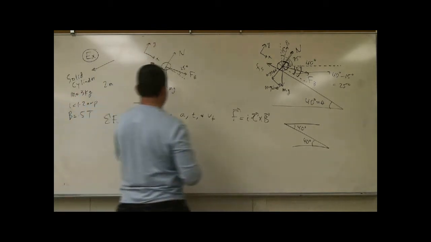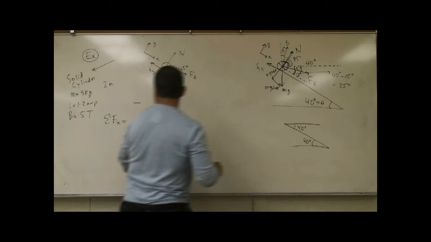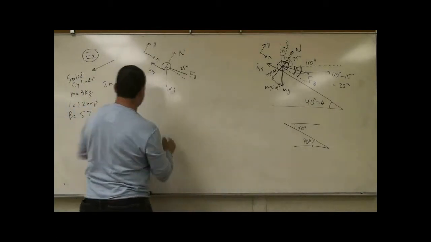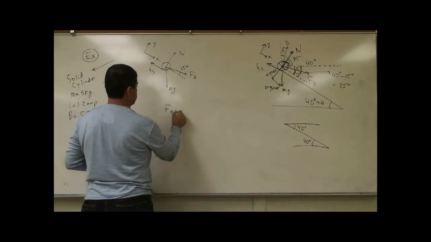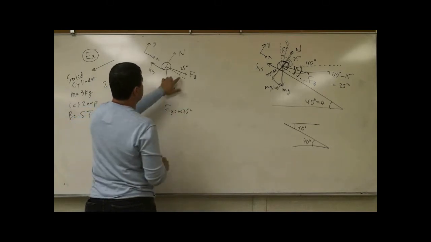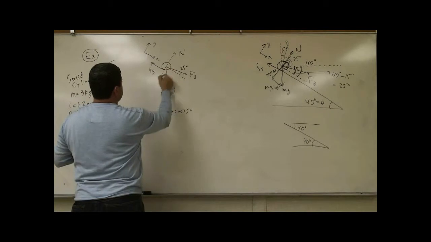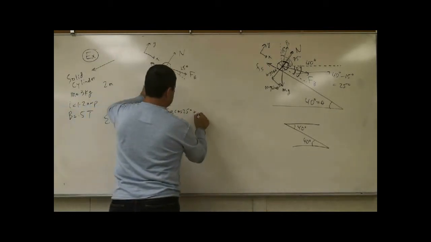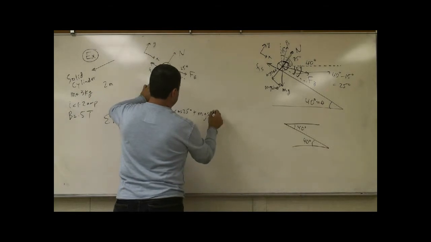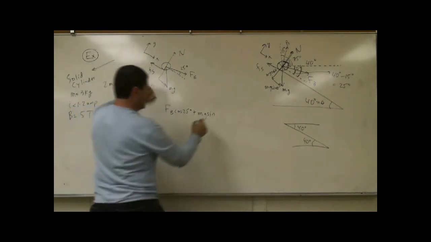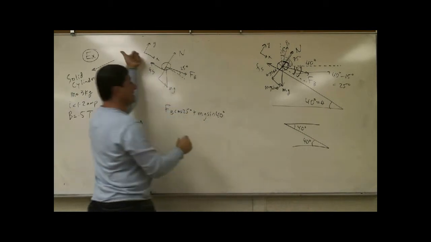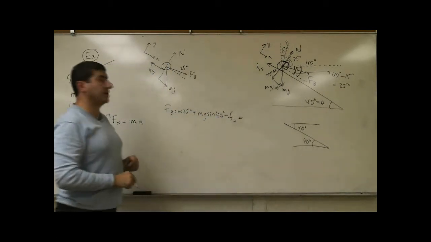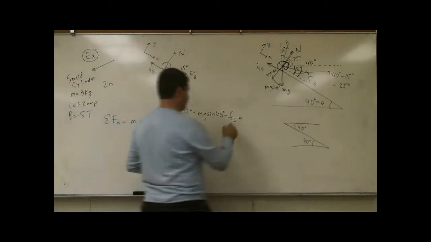So let's do our forces. Okay, so force in the x direction. You have FB cos 25, and then you have the downward component of the weight, mg sine theta, where theta is 40 degrees, minus the friction force, Fs, is equal to what? Mass times acceleration.